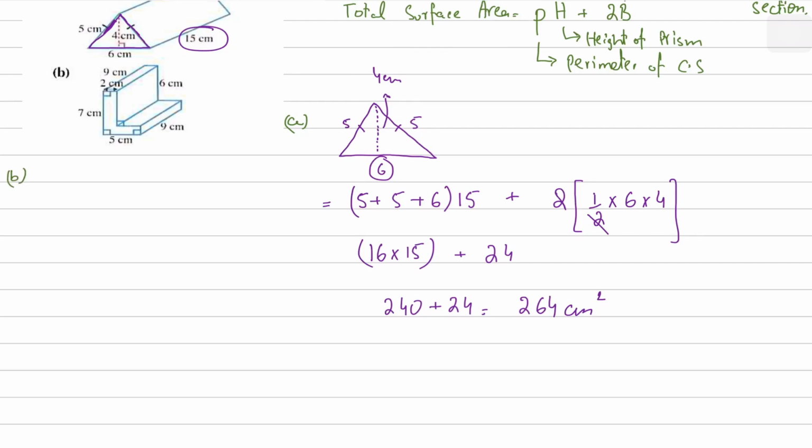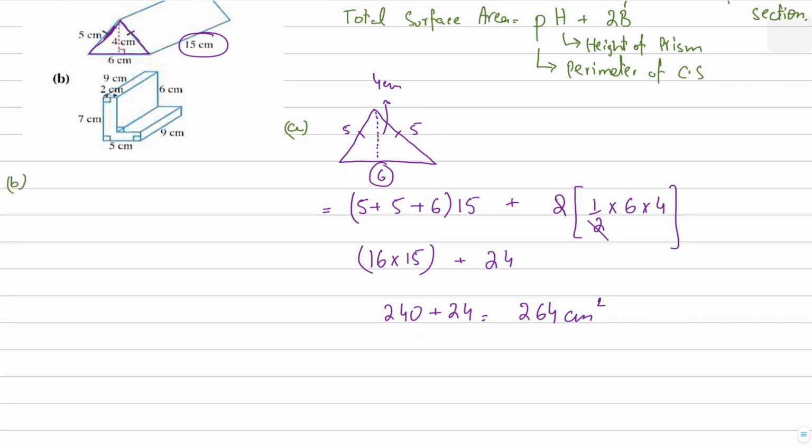Let's do part B. Let's again understand how we're going to calculate the total surface area here. So it's always best to redraw the cross section. So I'm just going to do just that. I'm going to redraw the cross section for myself. So this right here is a cross section.